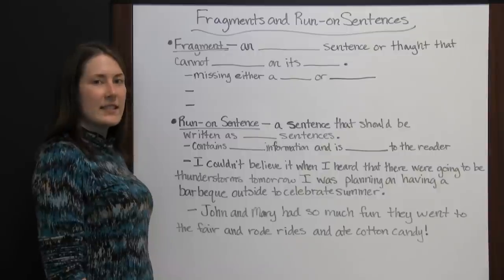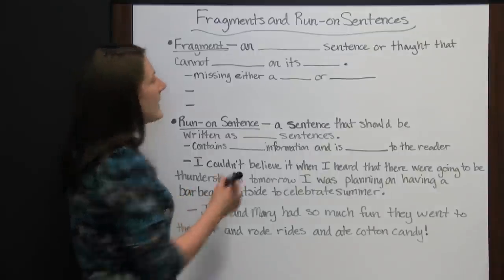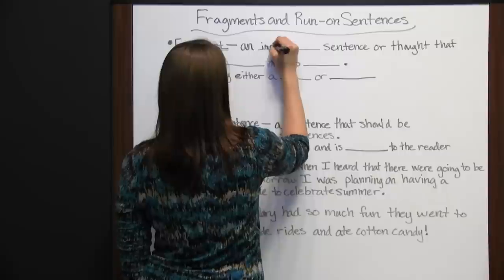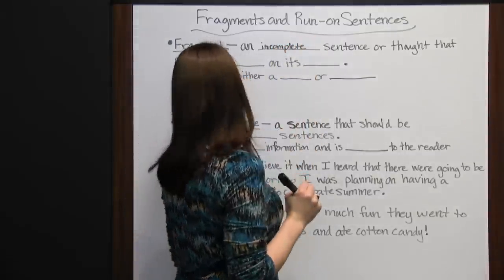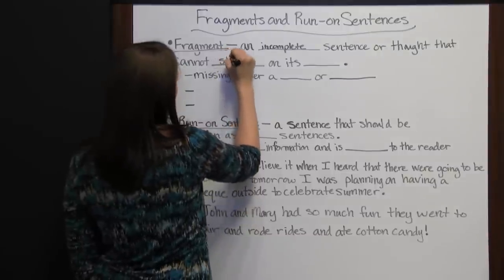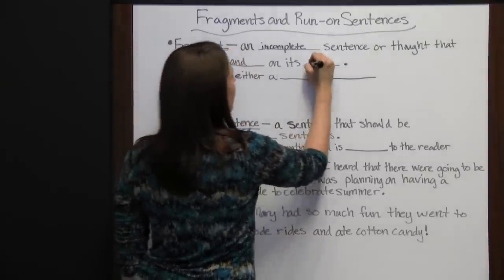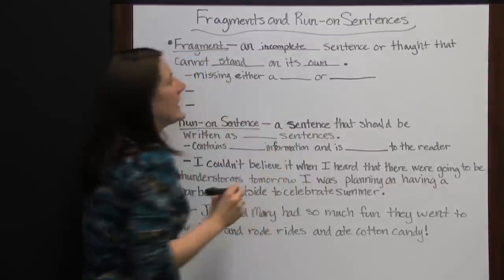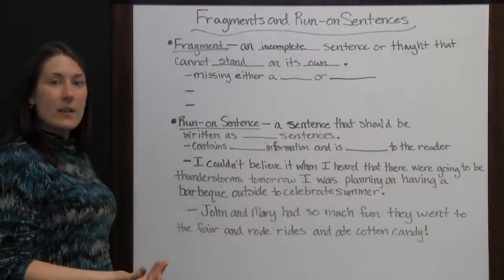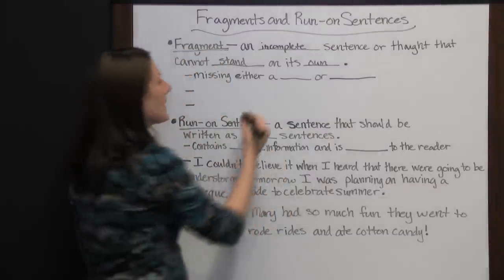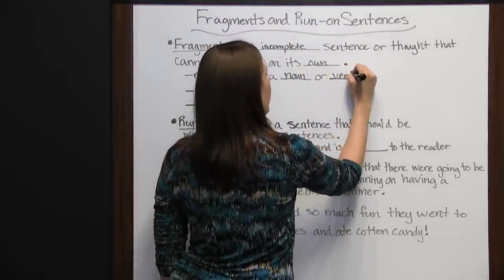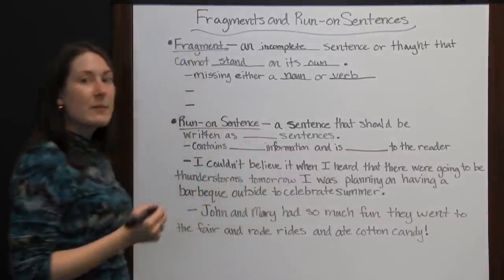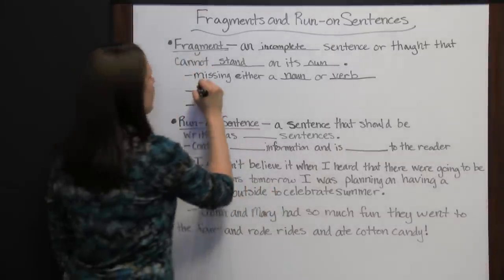Fragments and run-on sentences. A fragment is an incomplete sentence or thought that cannot stand on its own. And it can't stand on its own, and it's incomplete because it's missing either a noun or a verb. So let's look at some examples of fragments.